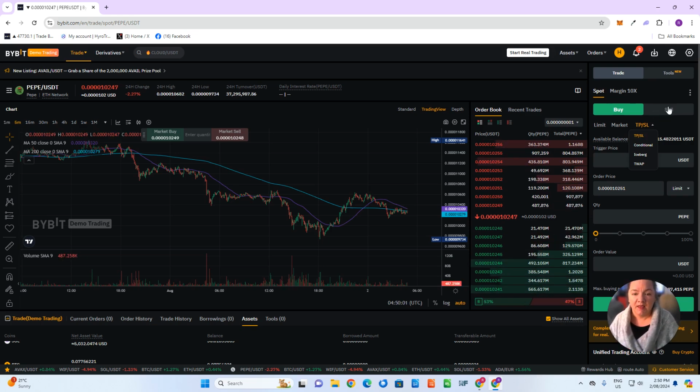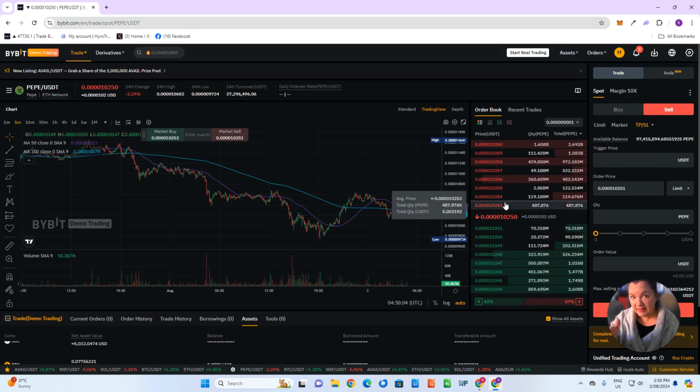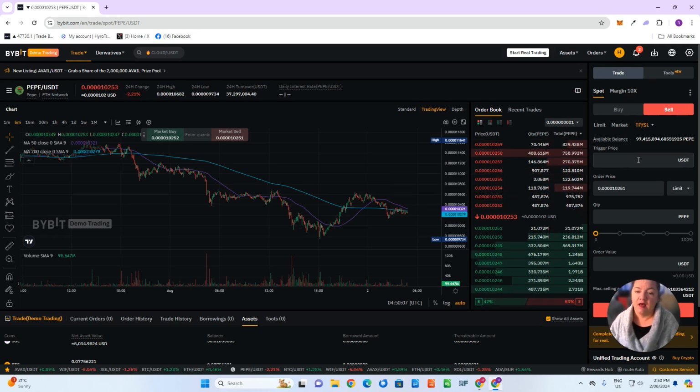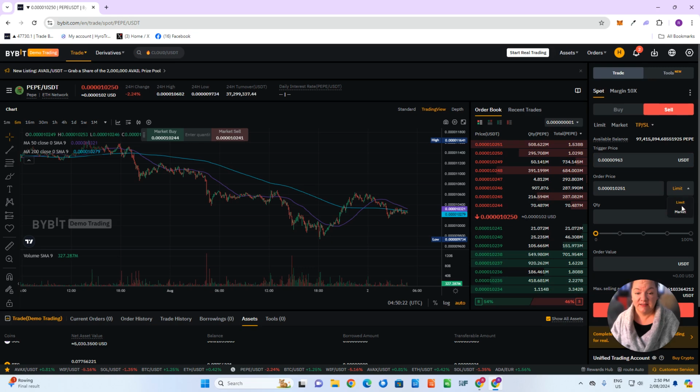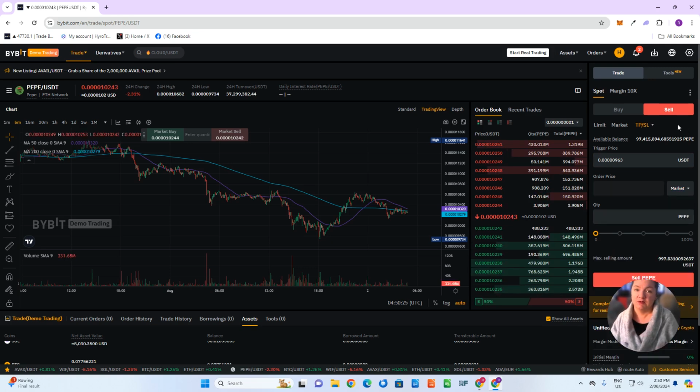So what we're going to do is go to sell, because we're buying, we need to sell stop loss. The trigger price, I'm going to put just below this local low here. So it's going to be 0.0000963. Let's do that. And what we really need to do is make it a market, because we do not want to risk our stop losses with limit orders. We always want to market order our stop losses. And I'm going to sell 100% of our Pepe at this price down here. Sell, stop loss, market. Always double check.